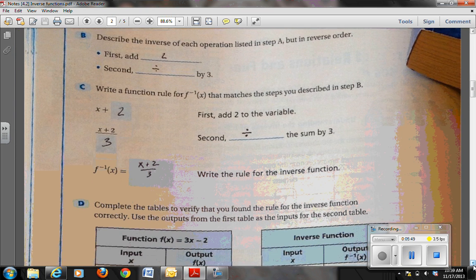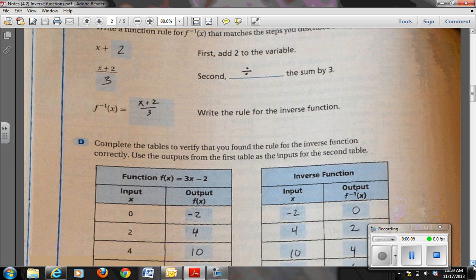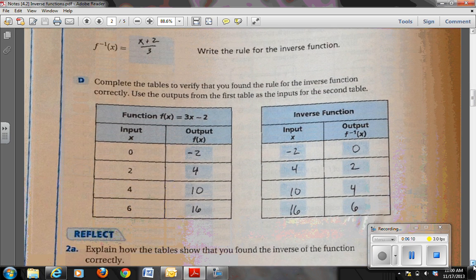So if I take a value of x on the inverse function, I would need to add 2 and then divide by 3. My inverse function would be (x plus 2) over 3. That would be the inverse of 3x minus 2. Now if I drop down to the tables, they say to go ahead and compute our input-output tables.